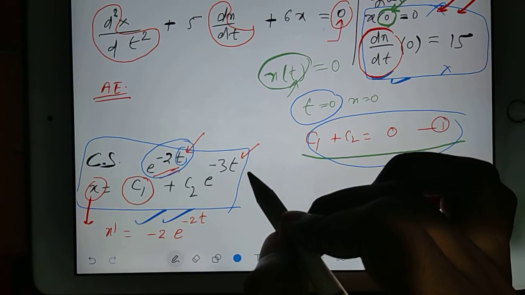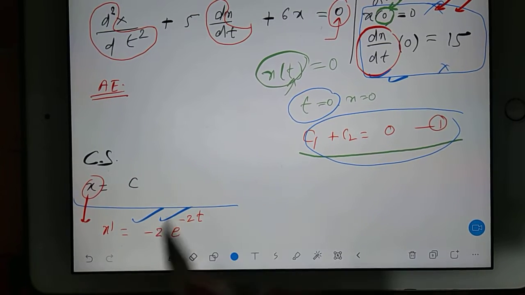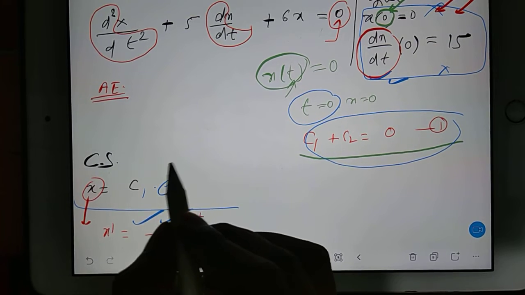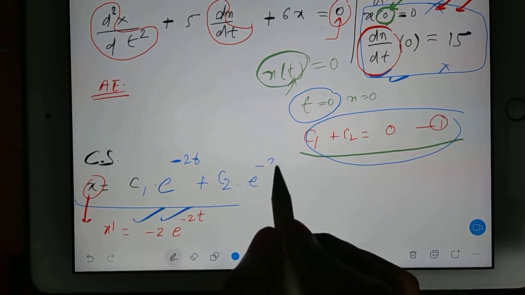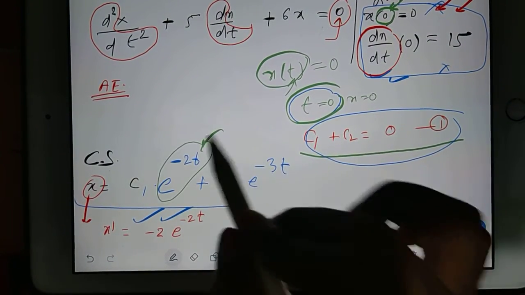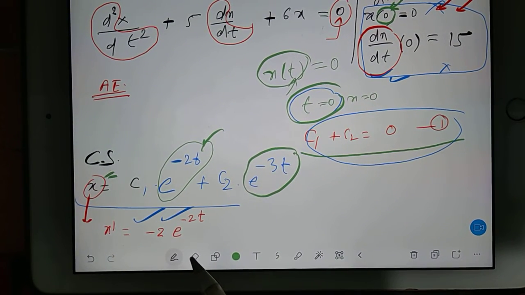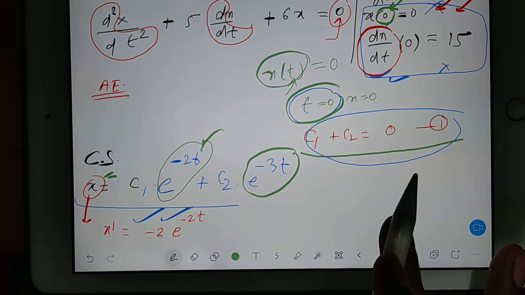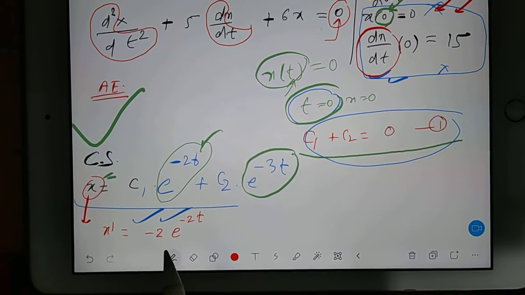Oh, sorry, I have written very wrong. My misprint. See here, C1 into e power minus 2t plus C2 into e power minus 3t. Now you substitute t is equal to 0 here, so this will be total 1. Substitute here, this is total 1, so x is equal to 0. Now it's clear? Okay, very good.